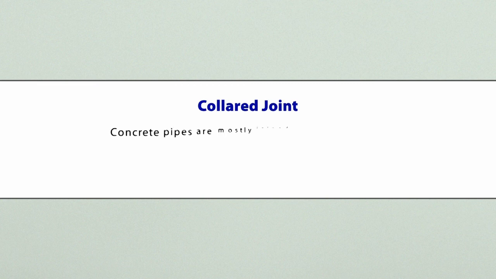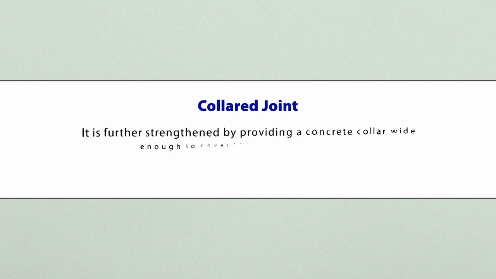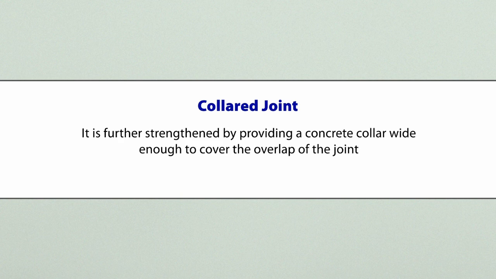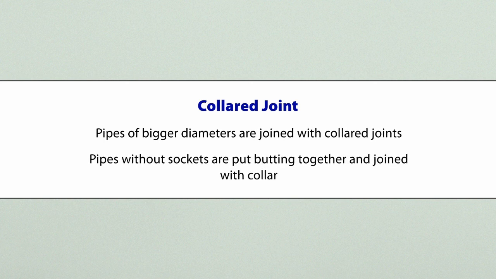Collar joint. The concrete pipes are mostly joined by the collar joint. Pipes have a spigot at one end and a socket at the other end and are joined by a gasket or hemp and clean cement. It is further strengthened by providing a concrete collar wide enough to cover the overlap of the joint. Pipes of bigger diameter are joined with a collar joint.